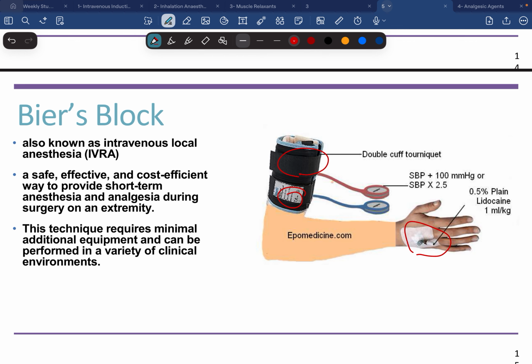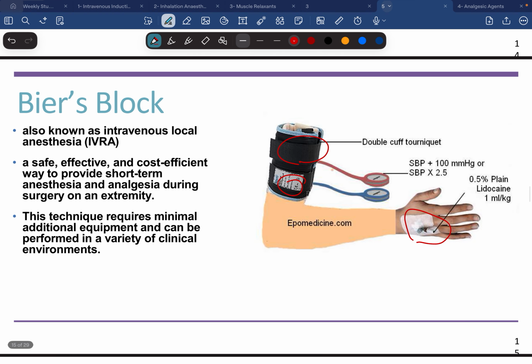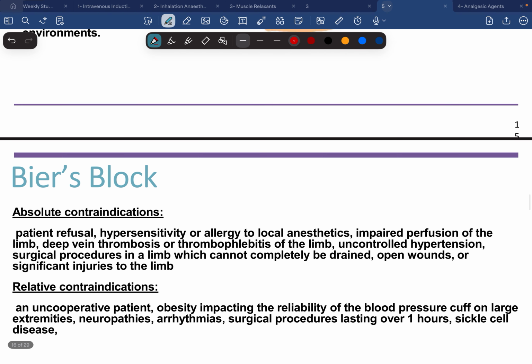So initially, we inflate the more proximal one. Once we make sure it's all anesthetized, we deflate the upper one and we inflate the lower one, which is supposed to be a little bit anesthetized below it. You cannot deflate your cuff in less than 45 minutes because that's the duration of action of lidocaine. Otherwise, you'll have a huge amount of lidocaine into your bloodstream, into your heart, increasing the risk of toxicity.